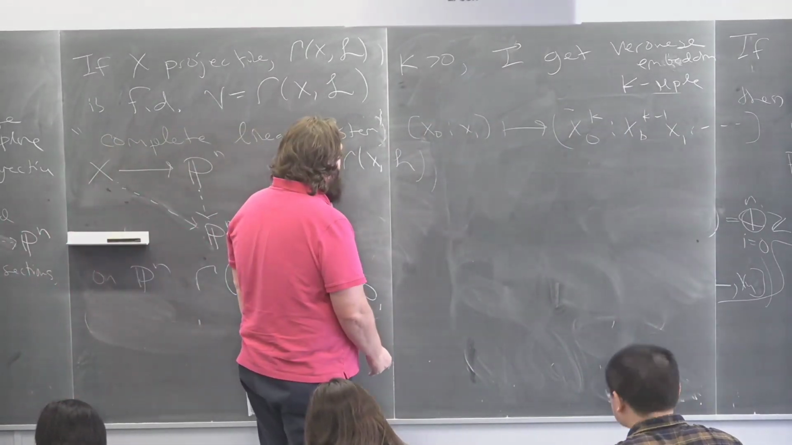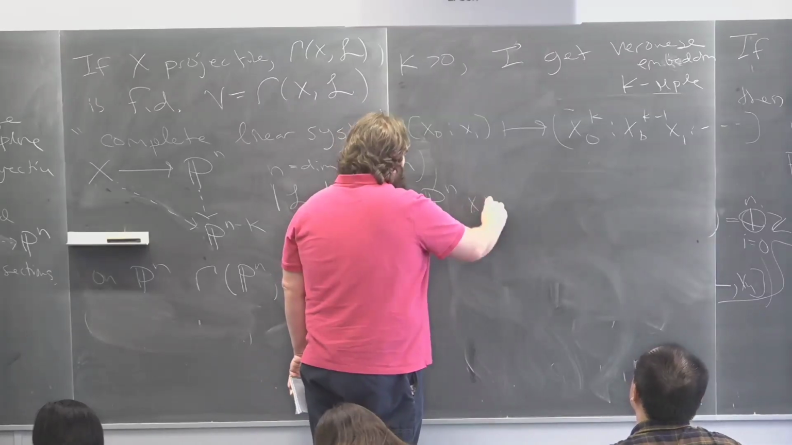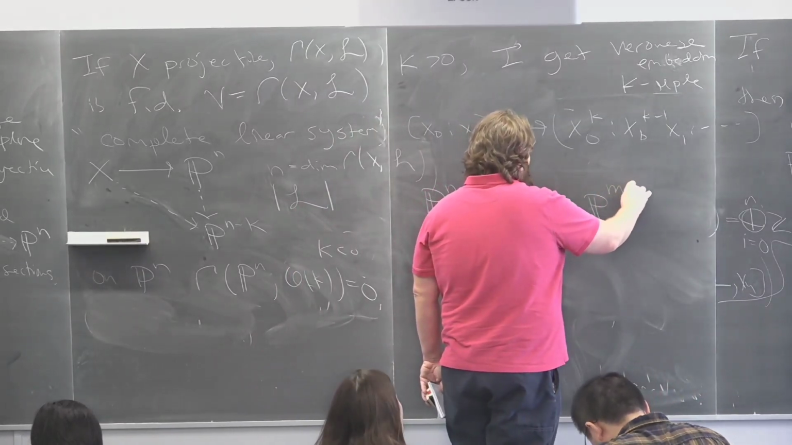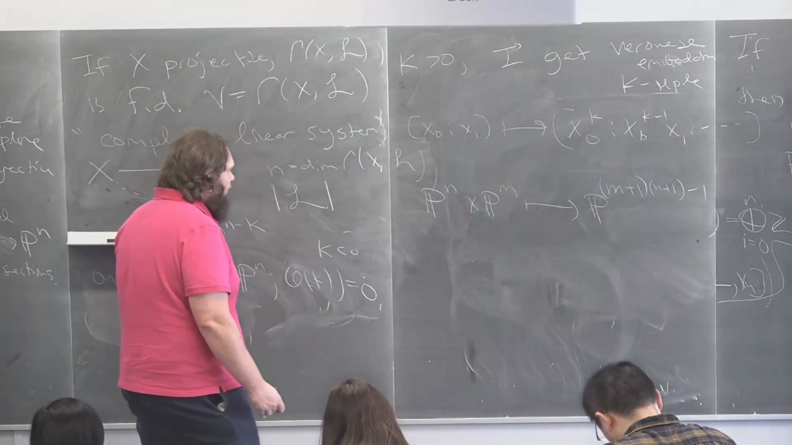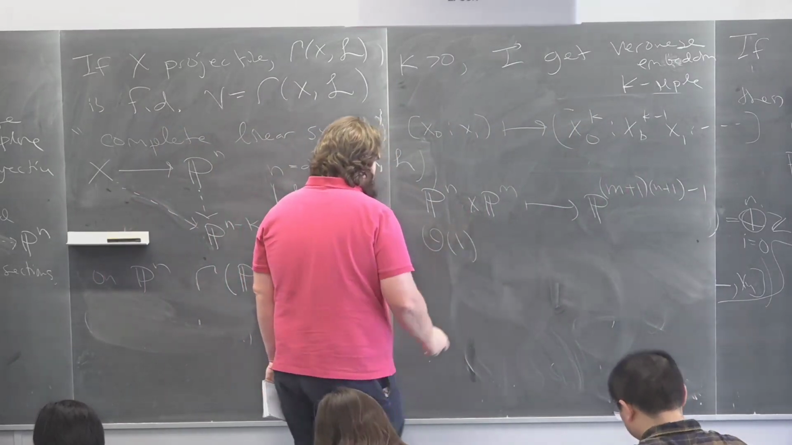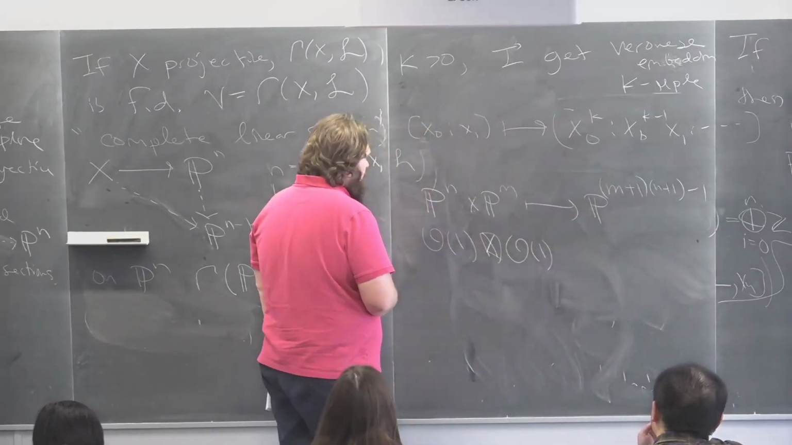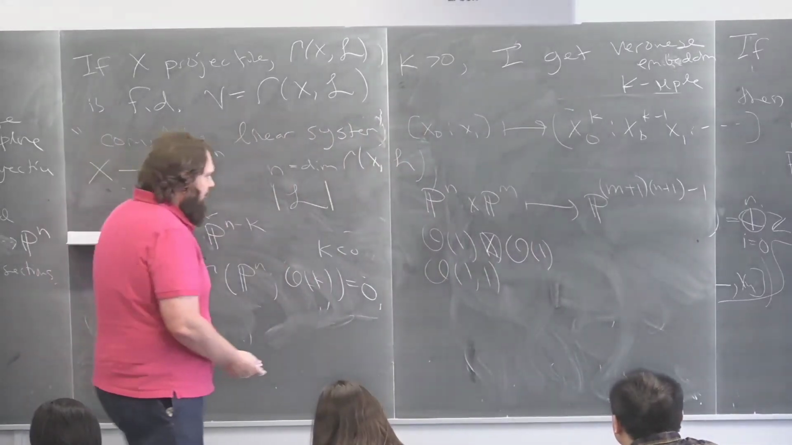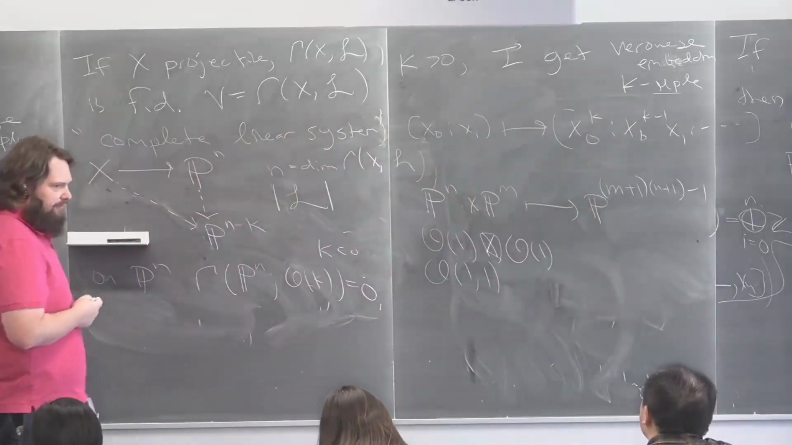There's another important map called the Segre embedding, which embeds the product of two projective spaces inside P to the (m plus 1) times (n plus 1) minus 1. And where this comes from is there's a line bundle, which is O of 1 on this Pm. I do what's called outer tensor product with O of 1 on this Pn. And this is called O of 1 comma 1. So this is, I take the pullback of O of 1 from here and the pullback of O of 1 from here, and I tensor them together.